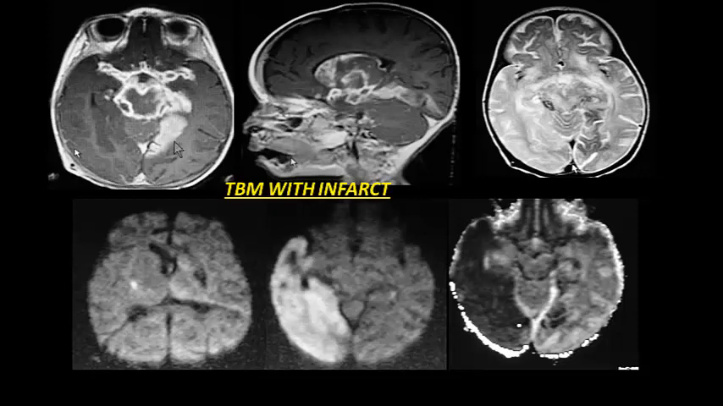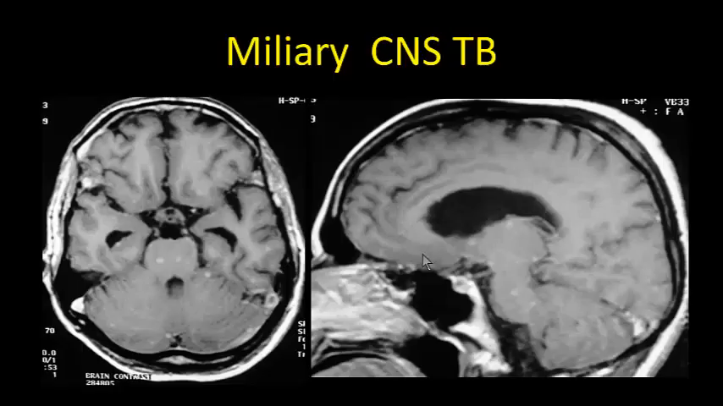This is the area which is T2 hypo. So this is an area which probably will form a tuberculoma with solid caseation. And this is a diffusion weighted image showing a very large area of diffusion restriction leading to an infarction. Miliary CNS tuberculosis can also be seen in the form of a nodular enhancement.